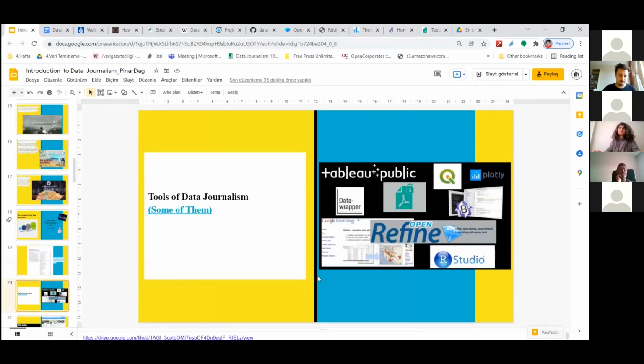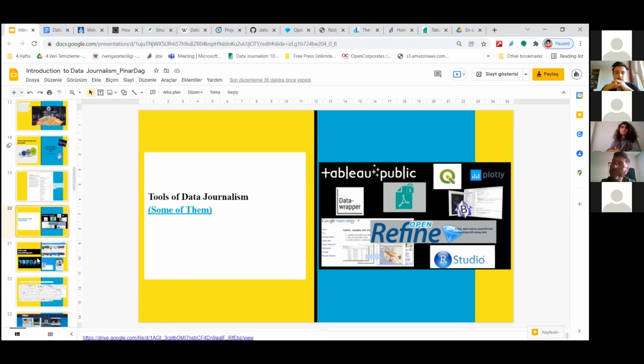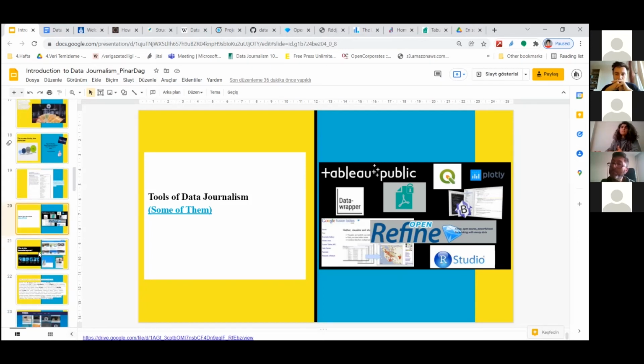Some of you may already know the tools we use for data journalism, but there are also non-code tools that you don't need to code for. Tools for data journalism: OpenRefine, R, which I have already shared, Datawrapper, which is one of the really good tools, Flourish, and Tableau Public. You can use any tool if you feel confident; if it is useful for your research or project, it will be fine. But there are tools called data journalism tools, which are created especially for data journalists.